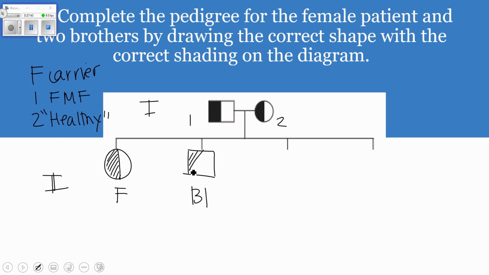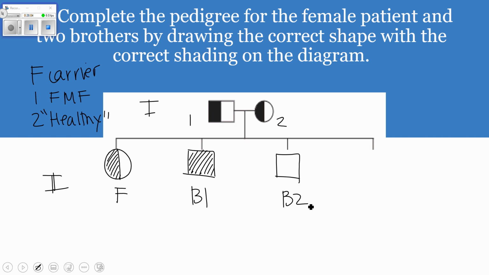Brother 1, he had the disease, so he's totally shaded in. And then finally, we have brother 2. Brother 2 did not have the disease. Note that the circle is representing the female and the square is representing the male. Also note that the carrier is half shaded in, whereas the one with the recessive trait is totally shaded in.